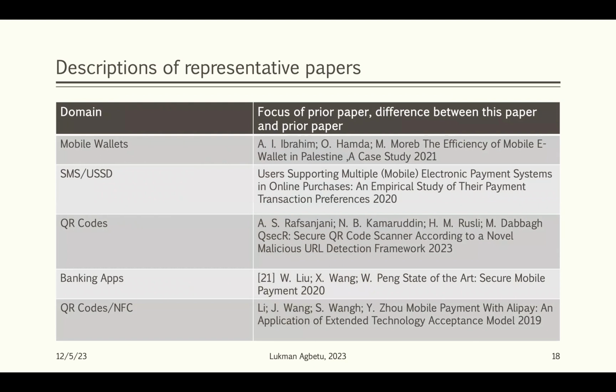Then this screen tells us about the description of results of the papers. For example, for mobile wallet, we can see this paper, the efficiency of mobile e-wallet in Palestine. This paper really discussed the mobile wallet domain. You understand? We can see the QR code: secure QR code scanner according to a novel malicious URL detection framework. It just talks about the QR code. Then we can see the last one, which talks about the application of extended technology acceptance model. It talks about NFC and QR code.